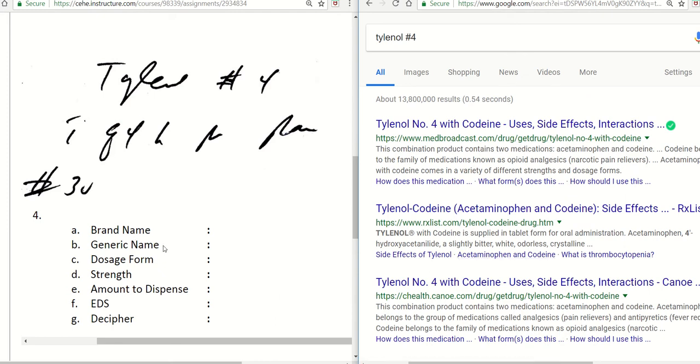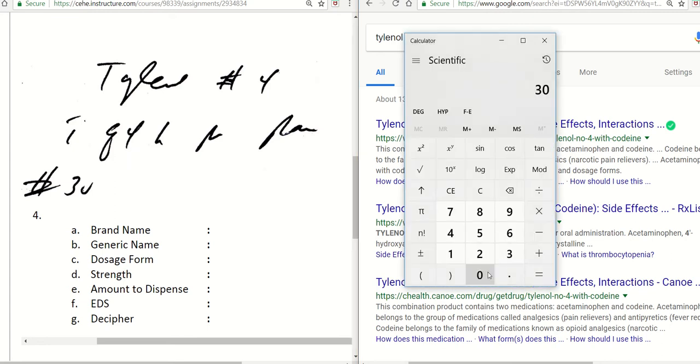Number 4, acetaminophen codeine, 300/60. Dosage form is tablet. Amount to dispense. How many are we giving them? Now you want to look at this pound sign. This pound sign in the name is not how much you dispense. This pound sign is how much you dispense. So we gave him 30. The SIG says 1 Q4H PRN pain. Take 1 tablet by mouth every 4 hours as needed for pain.